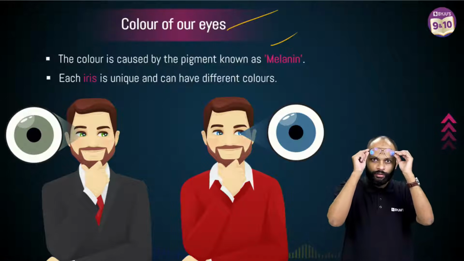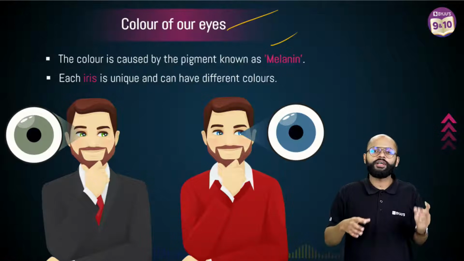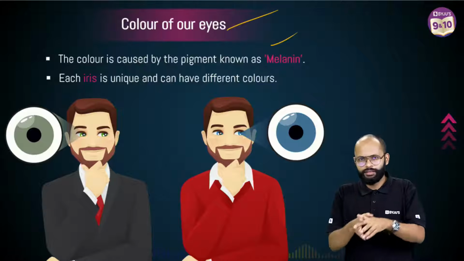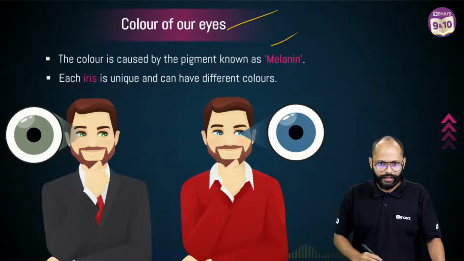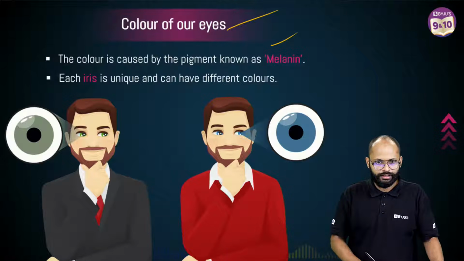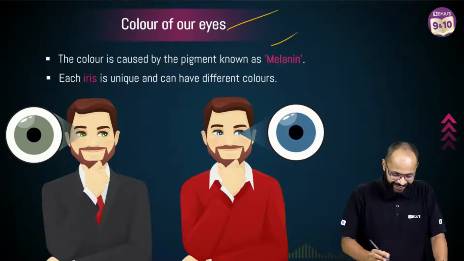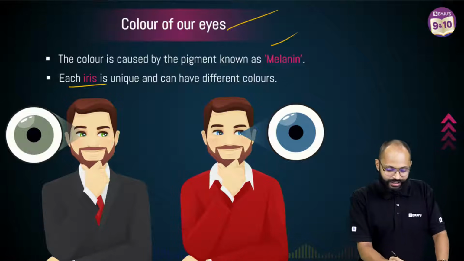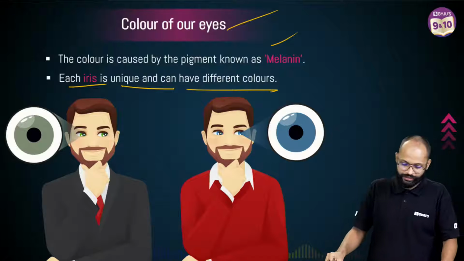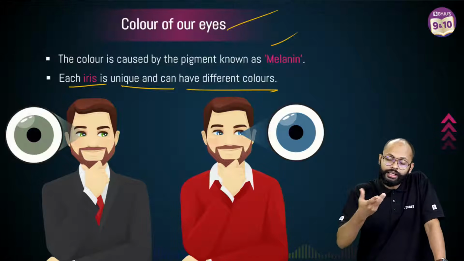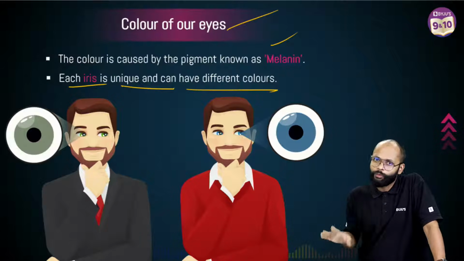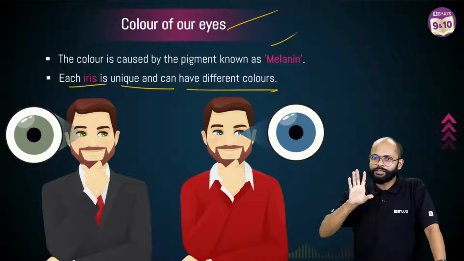The eye colors, whatever colors we have, it is because of the pigment called melanin. So this is important, more melanin in your eye. And each iris is unique and you can have different colors. किसी का blue, किसी का green, brown, black. These are the common ones. Blue and green ones we all like.